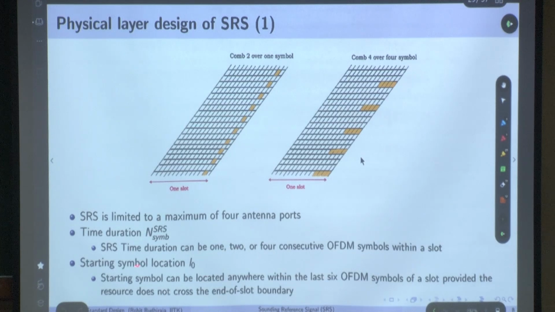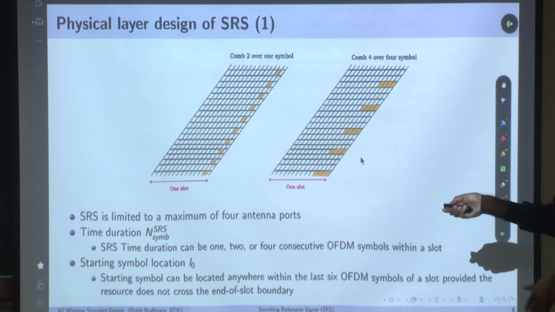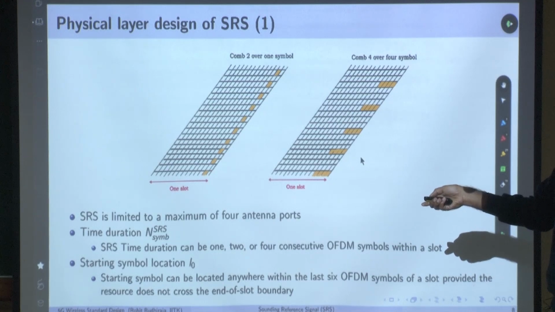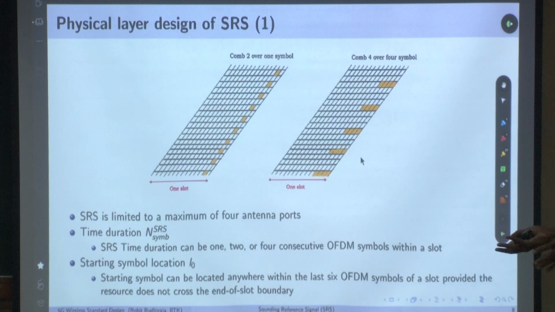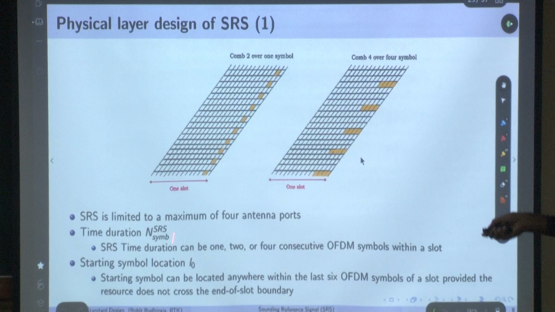And the starting symbol, you see here, is coming towards the end. What is this bullet telling us? That the starting symbol can be located anywhere within the last 6 OFDM symbols of a slot, provided the resource does not cross the end of the slot boundary. That is, this SRS has to lie within this slot. That's how we typically always transmit.